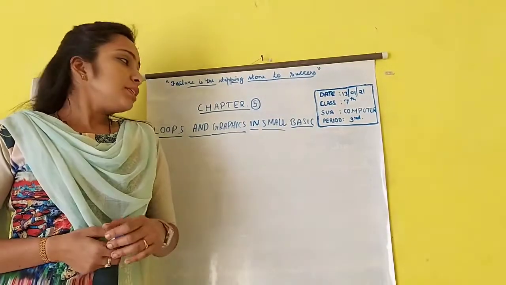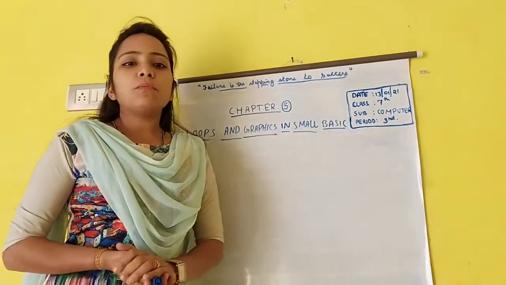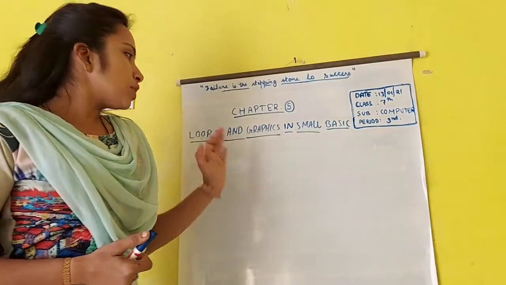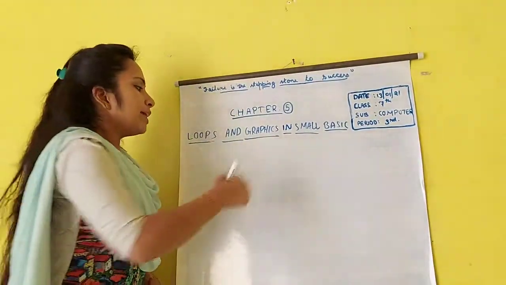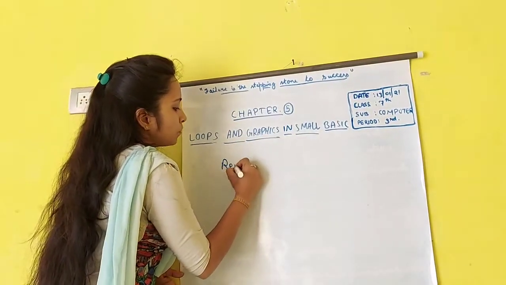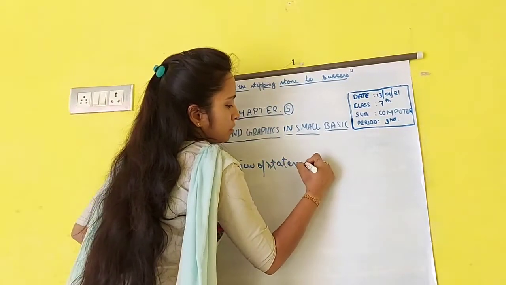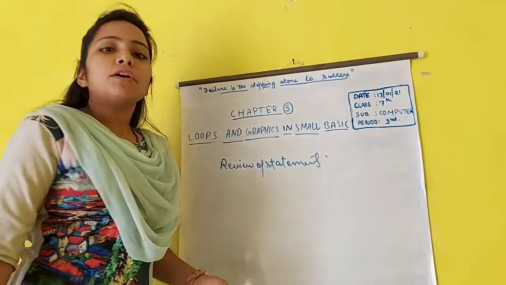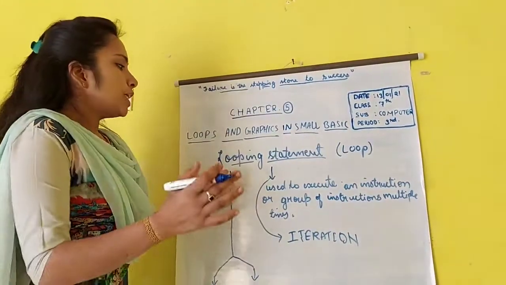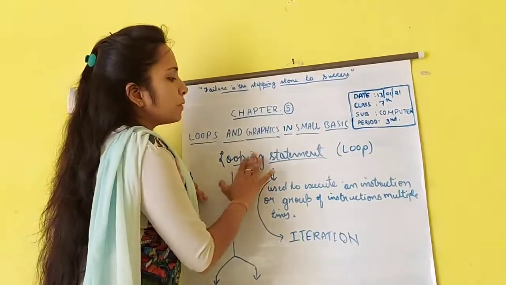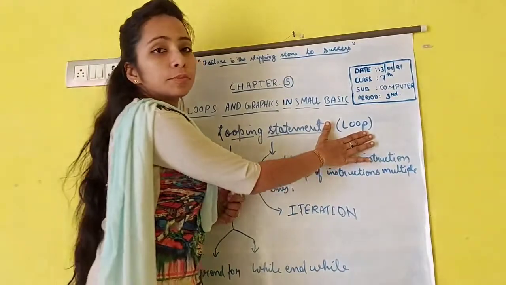Today we will complete our chapter loops and graphics in Small Basic. In the previous class we already started this chapter and did some introductory part, and in that we did the review of statements. Review of statements means we studied different types of statements. Today we will study looping statements, or we just say loop.